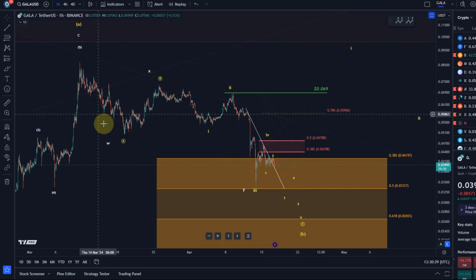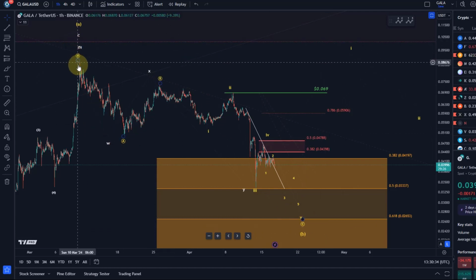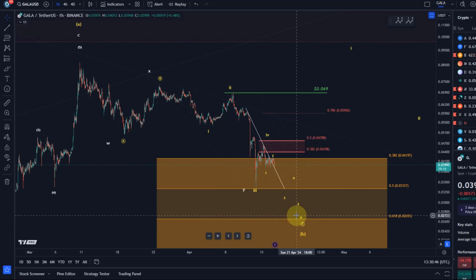The idea is that this is an ABC structure to the downside in the yellow count, after an A wave topped around the 10th of March, which was here the 8.6 cent level. And then this is the B wave pullback, labeled as an ABC structure itself. And the C wave decline could end somewhere in this region.